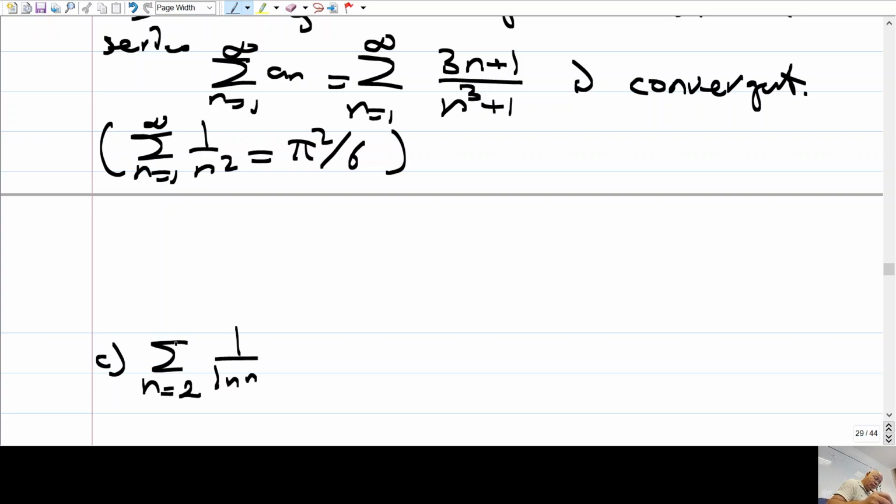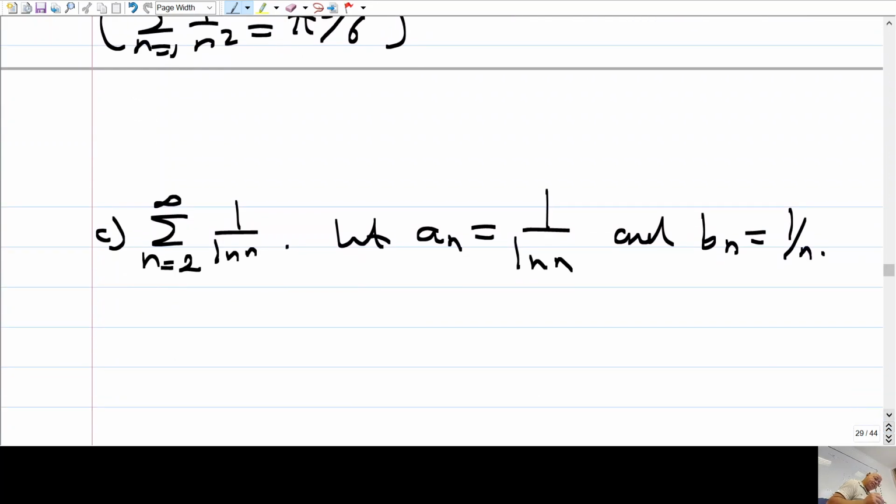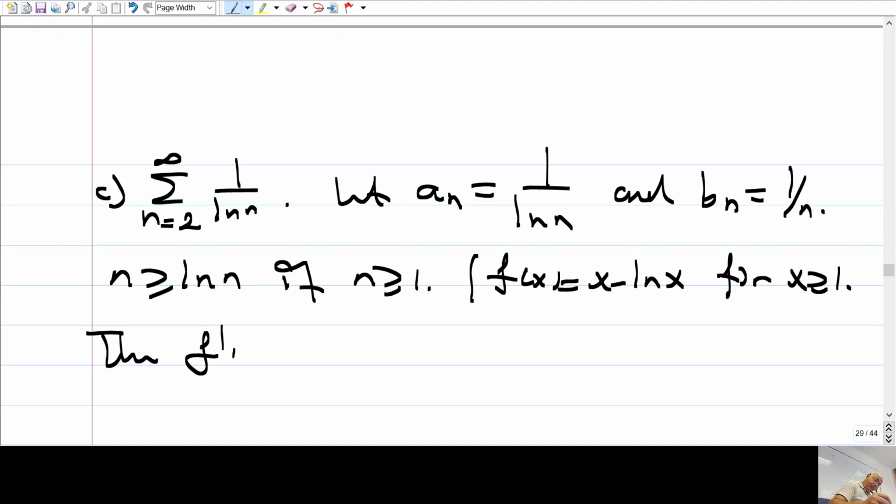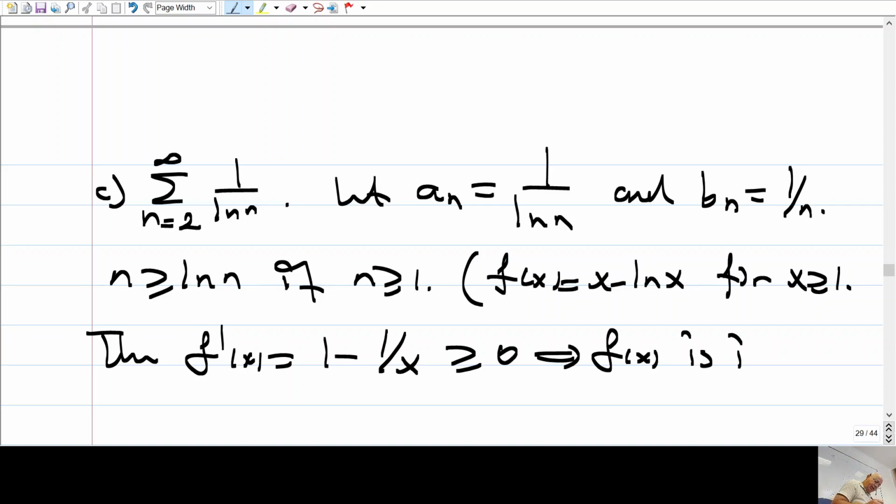The sum of 1 over ln n from 2 to infinity. So let a_n be 1 over ln n, and b_n be just 1 over n. Well, we know that n is always larger than ln n if n is greater than or equal to 1. Why is that? You can see this as follows. Look at this function f of x, which is x minus ln x for x larger than or equal to 1. Then its derivative is 1 minus 1 over x, and since x is larger than 1, this is positive, so that f of x is increasing on 1 to infinity.